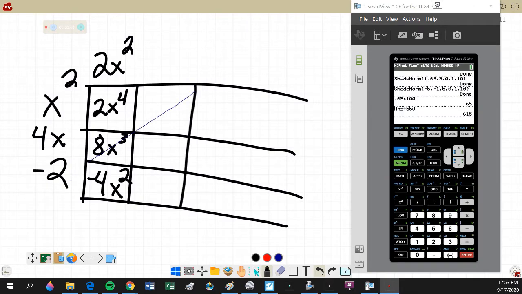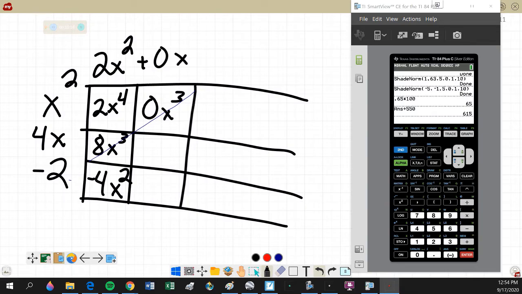These need to add up to be 8x to the 3rd. Oh, that's nice. So what should I put in its place? 0. And I recommend that you do 0x to the 3rd, just so you can keep everything organized. What happens when you pull an x squared out of 0x to the third? You get 0x. Now, do I need that? No, but I'm going to write it down so that I don't make a mistake.